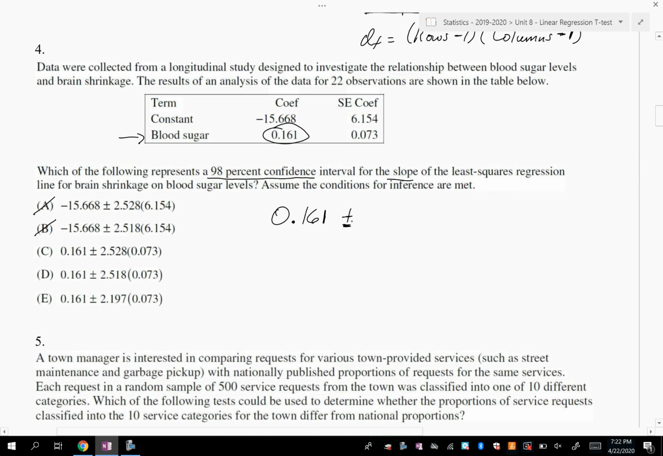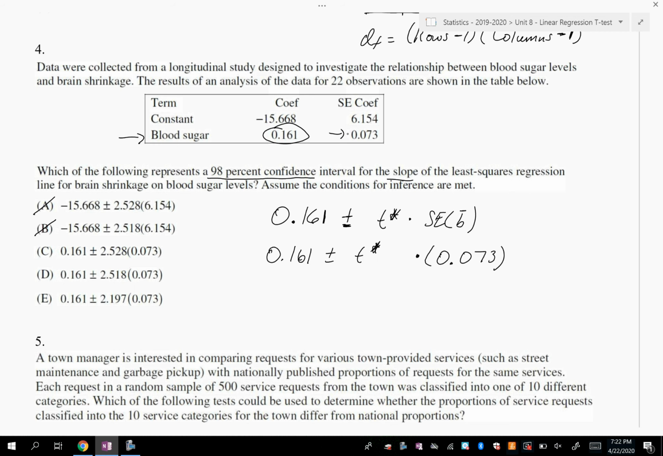Plus or minus, this is where it's going to be our T star times the standard error of our statistic or our slope. Okay, and they've given that to us. So 0.161 plus or minus, I don't know, T star, times 0.073. All right, that's that there. Okay, so it looks like that didn't help me with C, D, and E because they all have the same standard error. Makes sense.